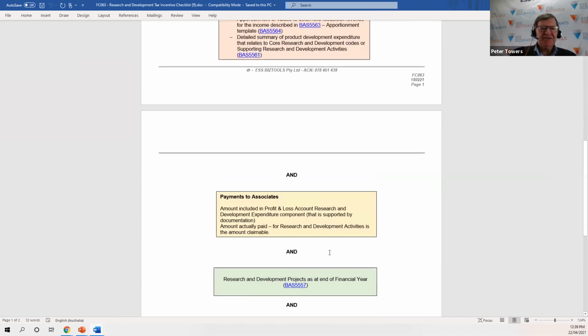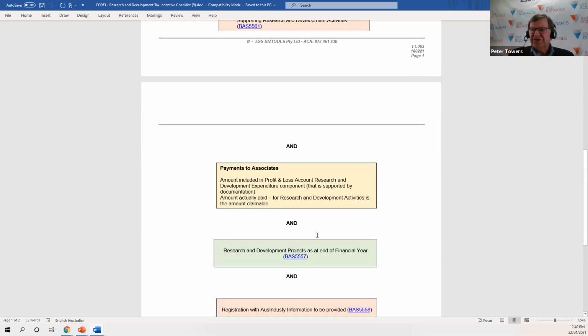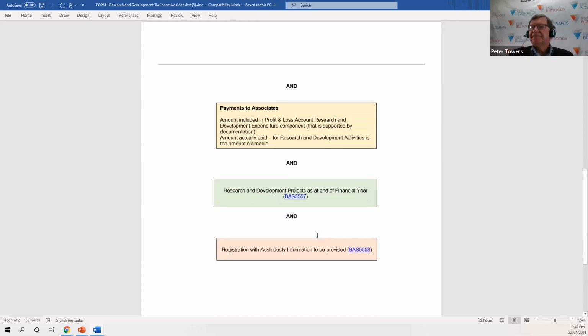If there's been payments to associates, the only amount that's able to be claimed for research and development purposes is the actual cash amount paid to that associate during the 12 months of the financial year, irrespective of whether the company is lodging its tax return on an accruals basis. It is only able to claim the actual cash payments. So a return of payments to associates needs to be submitted.